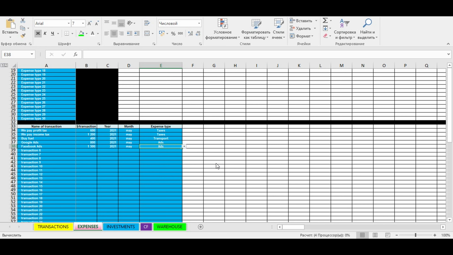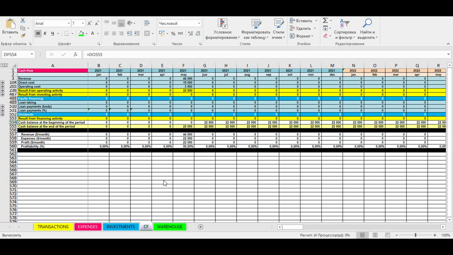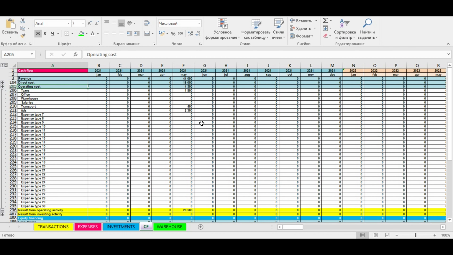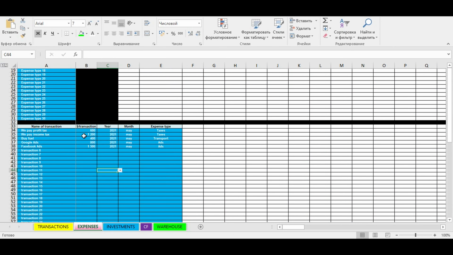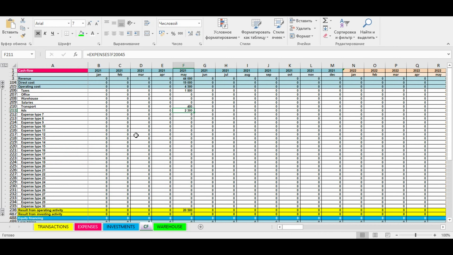And this is still advertising expenses. Then, if we go to cash flow statement, here we have operating costs. We can open it here, and all the transactions that we mentioned here will collapse in these categories: advertising, transport, taxes, all that we mentioned here before.